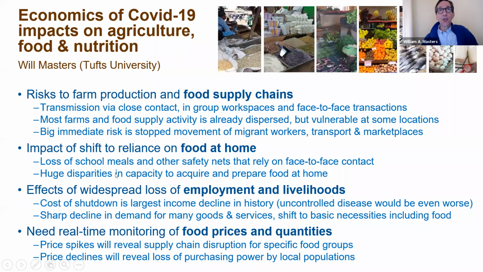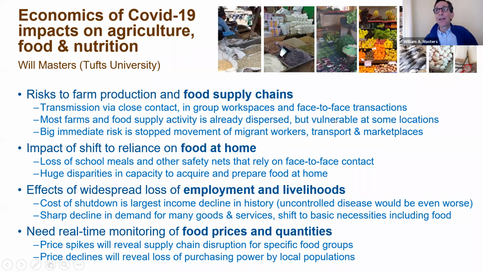The economics of the story really begin with this question of food supply chains, which Tineke mentioned. Remember, this is a disease that isn't waterborne. It's not a vector-borne disease like malaria. It's a disease that transmits via close contact. So it happens really in group workspaces and face-to-face transactions. And what's most important about our food supply is that agricultural production is already quite dispersed. Family farming can be a very lonely business. I've done it. It's one of the loneliest things I've ever done, being by oneself in a field all day long.